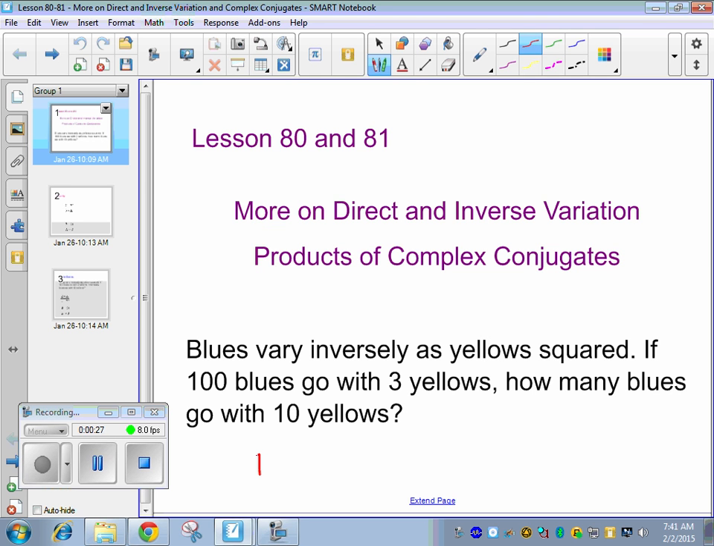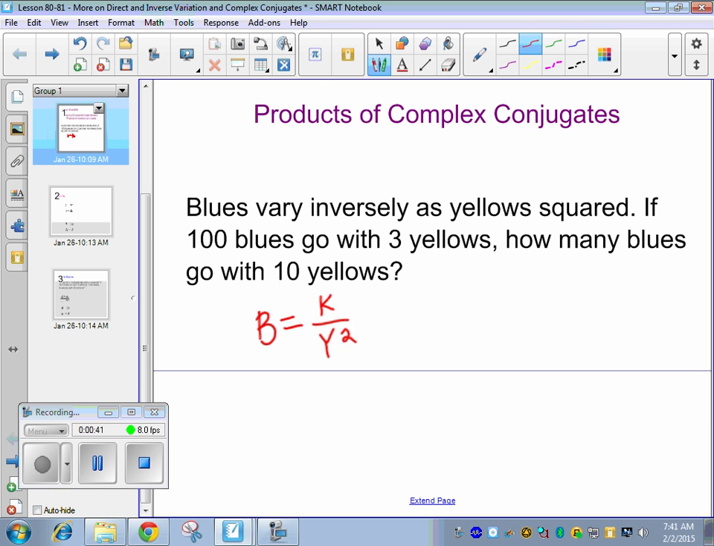So blues goes first, and then equals, so we've got inversely, so k divided by, and this is the only thing they've added, yellows squared. So we're adding a squared. So if 100 blues, now we're going to plug in 100 for blue, go with 3 yellows, so plug 3 in for yellows, and it's squared. How many blues go with 10 yellows?